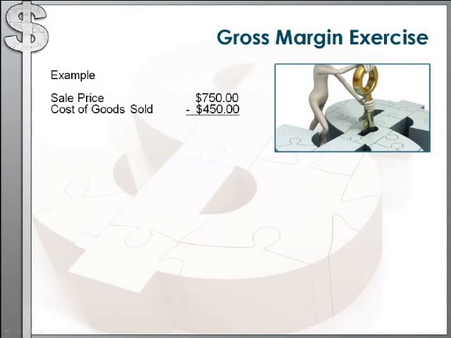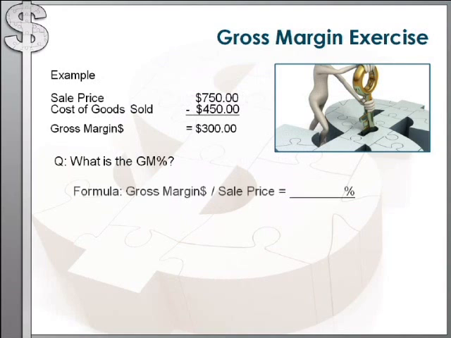So in this next example, we've got a sale price of $750, cost of goods sold is $450, and a gross margin of $300. What is the gross margin percentage? Again, follow that formula. Gross margin dollars divided by the sale price will give you a gross margin of 40%. So when you hear someone refer to, I made 40% or 40% margin or 40 points on the sale, what they're referring to is they made 40 cents on every dollar of the sale price.